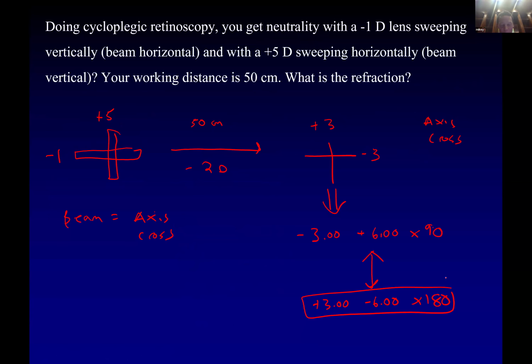So it's almost like a perfect exam question, and one where you can probably, if you're not used to it, spend 5 or 6 minutes on it and still get it wrong. And so a good one, I think, if you can get through this question, then cycloplegic refraction, you've got it nailed.